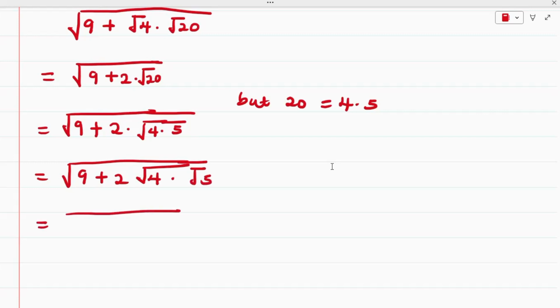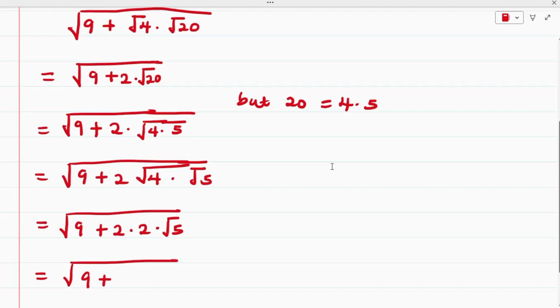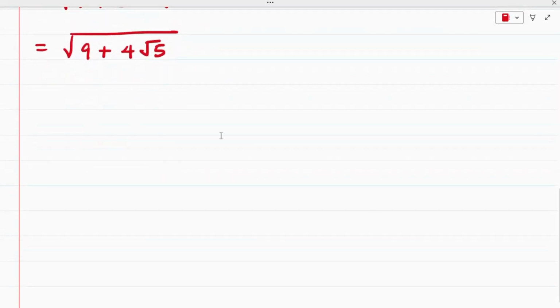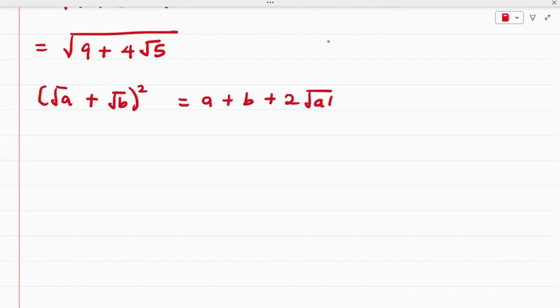So this is equal to the square root of 9 plus 2 multiplied by the square root of 4, which is 2, multiplied by the root of 5. So this is equal to the square root of 9 plus 2 multiplied by 2 is 4 multiplied by the square root of 5. So we have this right here. At this point we want to simply apply the property of nested radicals. Applying the property of nested radicals that says if we have the square root of a plus the square root of b all squared, this is equal to a plus b plus 2 into the square root of ab.